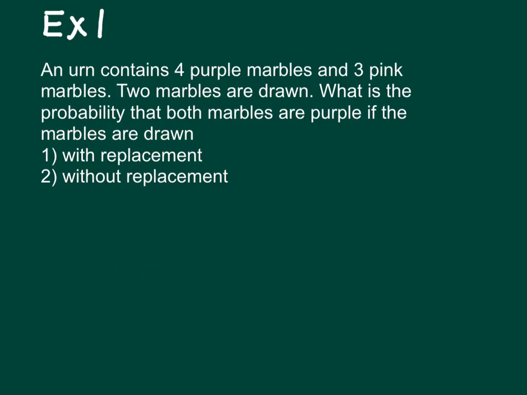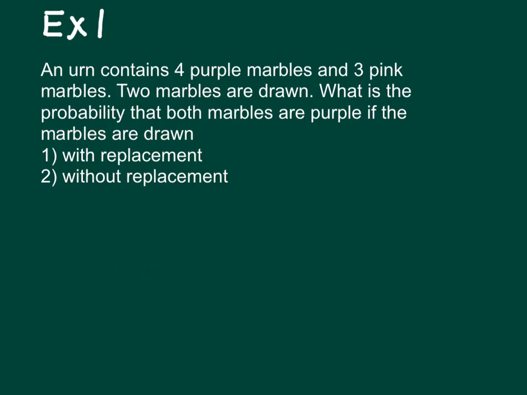Now let's take a look at this example. It says an urn contains 4 purple marbles and 3 pink marbles. So in other words, there's 7 marbles in the urn. It says 2 marbles are drawn. So in other words, I take a marble out, I look at the color, I take another marble out and look at the color. Now it says what's the probability that both marbles are purple if the marbles are drawn, number 1, with replacement, and then number 2, without replacement.